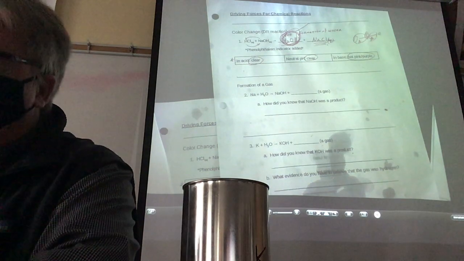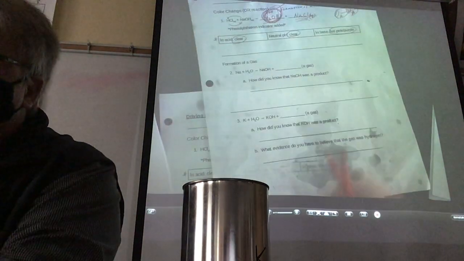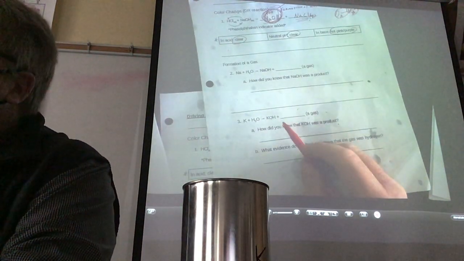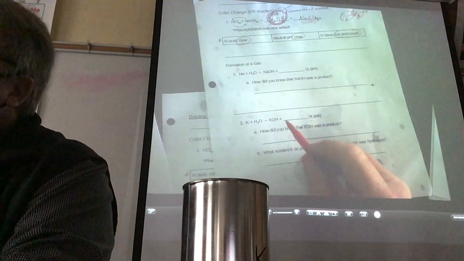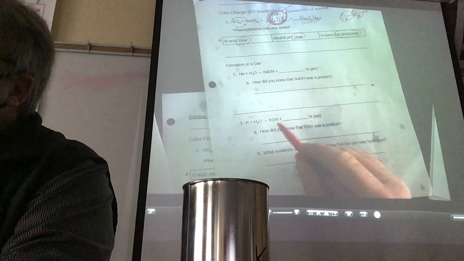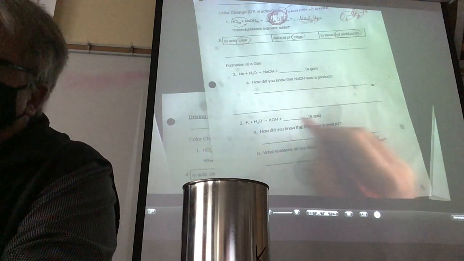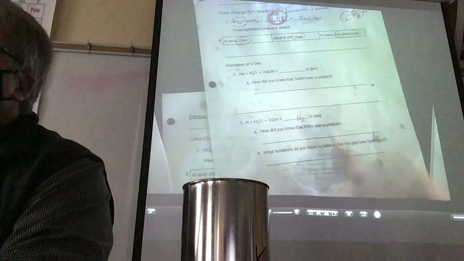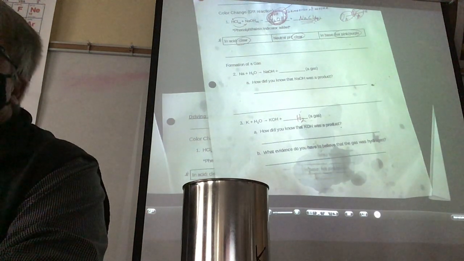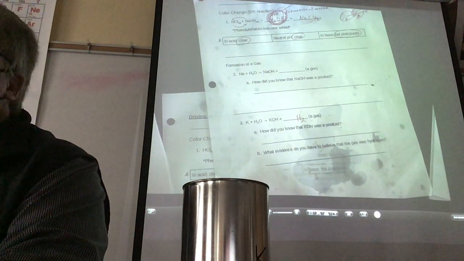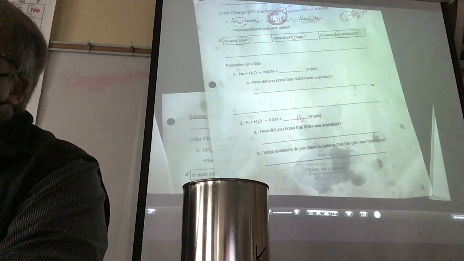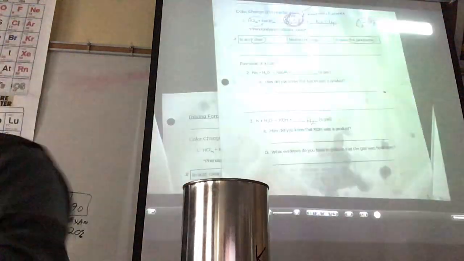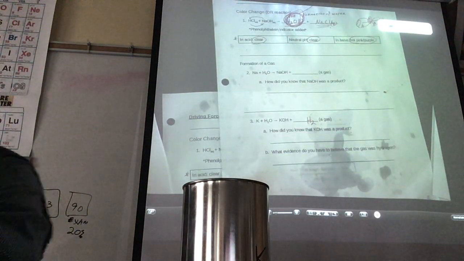What is potassium plus water? Potassium plus water yields... And how do I know potassium hydroxide was probably made? Because the phenolphthalein changed pink. And then how do I know that hydrogen gas was made? What's a property of hydrogen gas? Flammability. And then now we can just balance it.